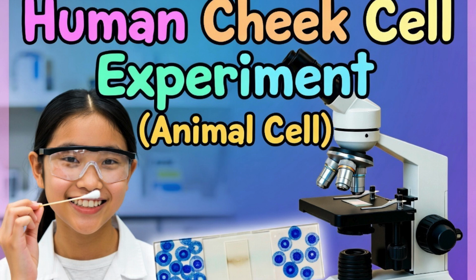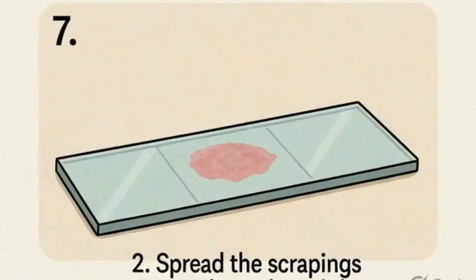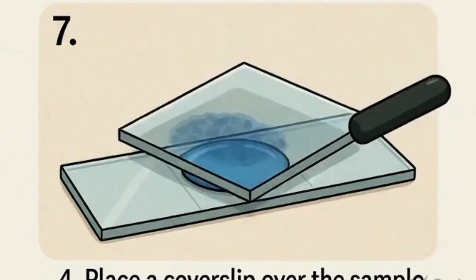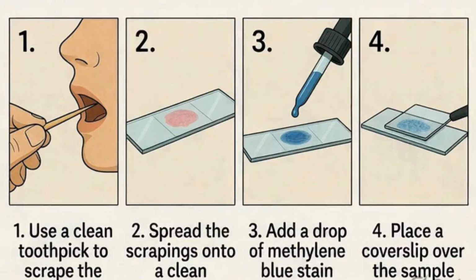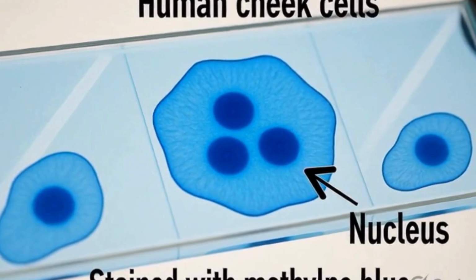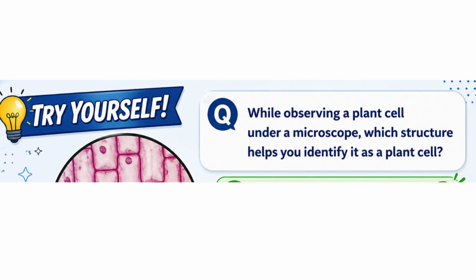Now, let's take a look at animal cells, by using cheek cells. We gently scrape the inside of our cheek and stain it with methylene blue. These cells are irregular or polygon shaped and appear flat. They have a cell membrane, cytoplasm, and nucleus.